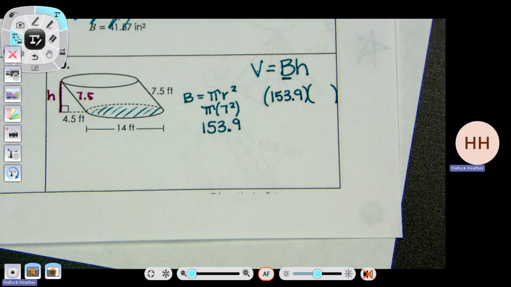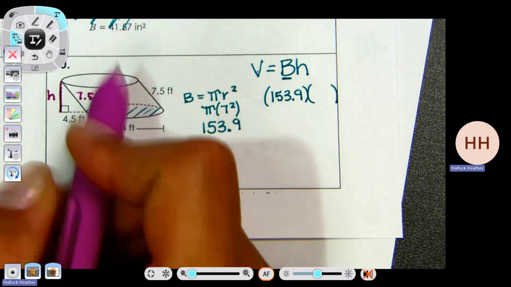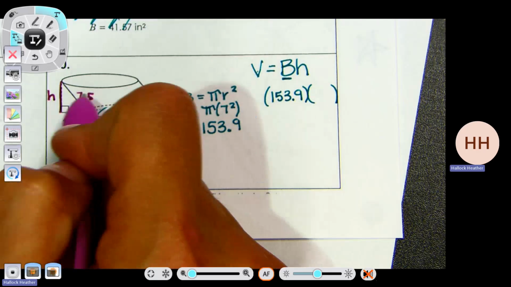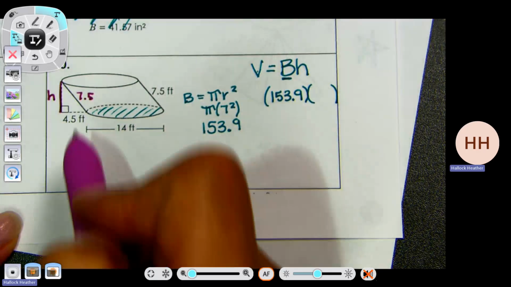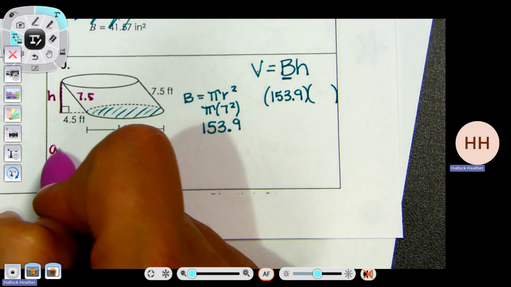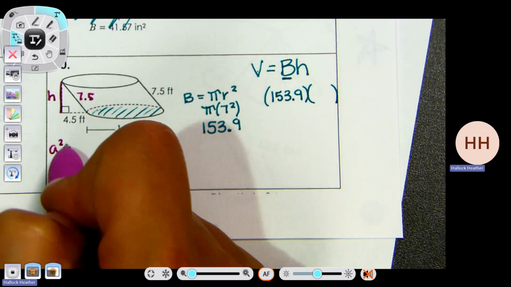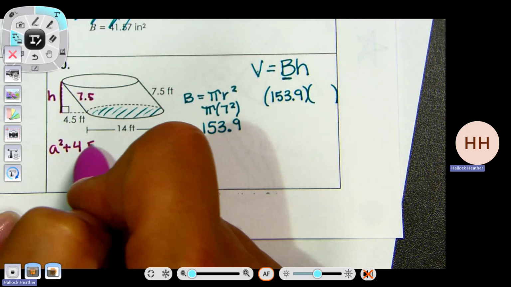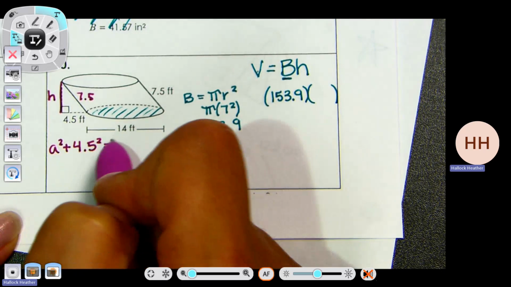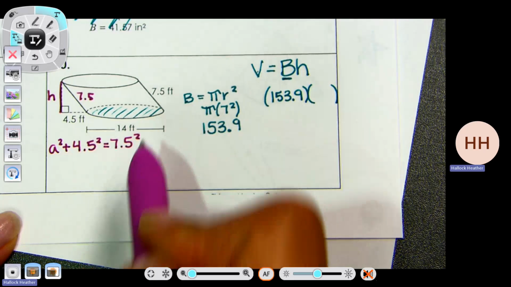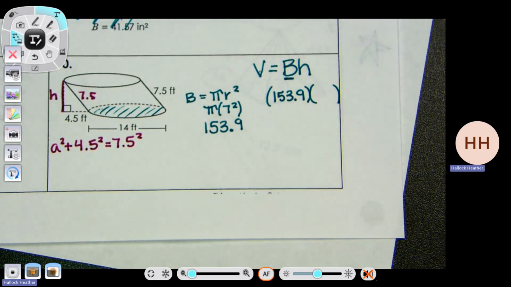So Pythagoras, he's back. Okay. So we're going to do the Pythagorean theorem. I have A, B, C is always the hypotenuse. So I'm going to do A squared, or H squared, whatever you want to call it, plus 4.5 squared equals 7.5 squared. So take a second. You're going to square the numbers.